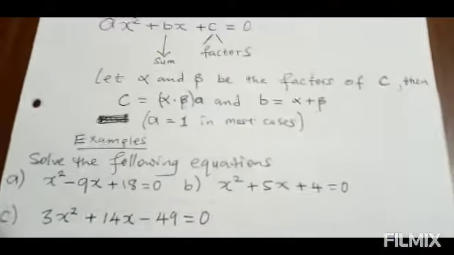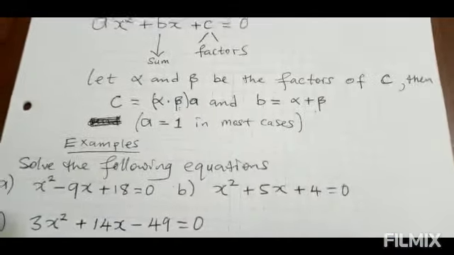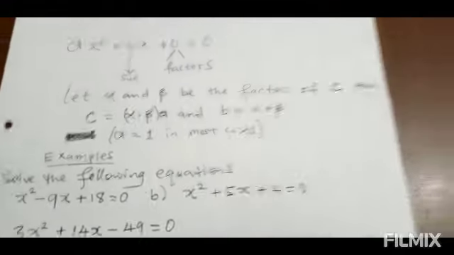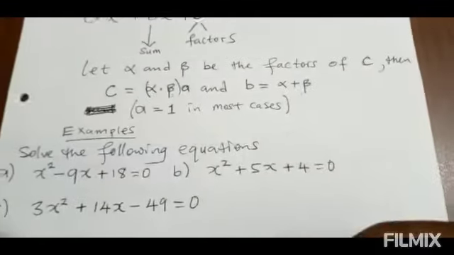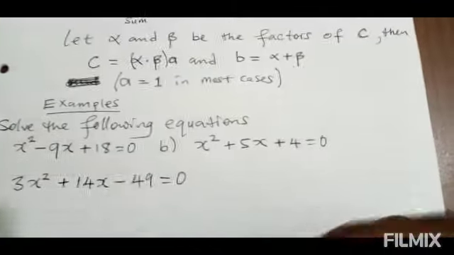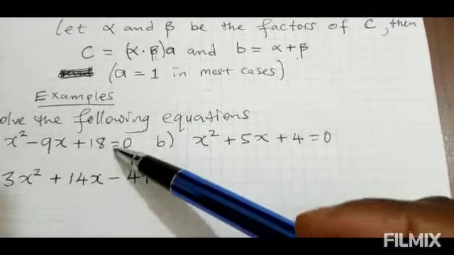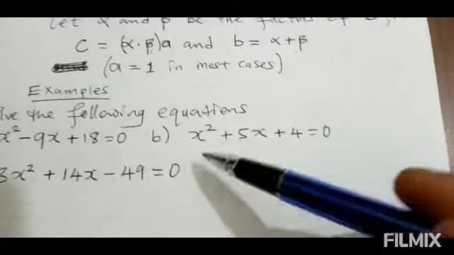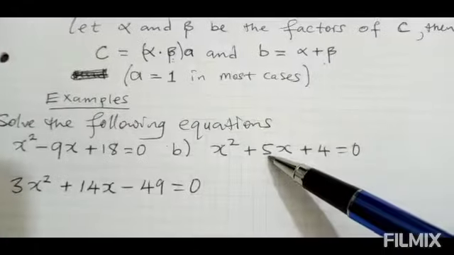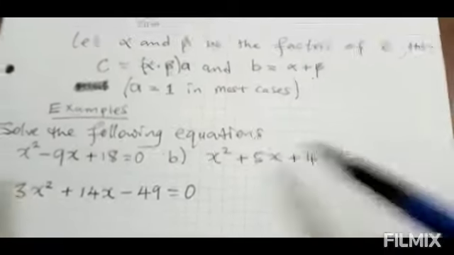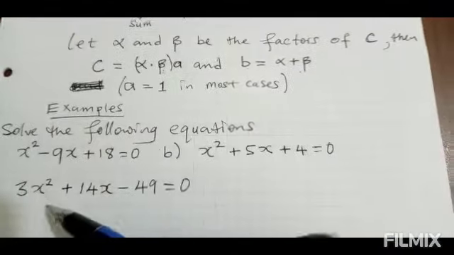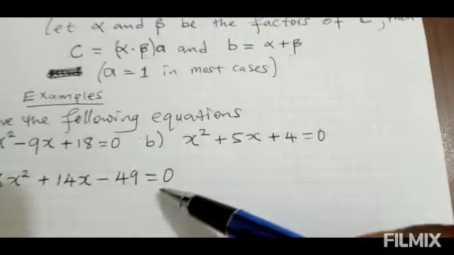So let's see that in examples. It will be more elaborate and easier. It will be simple. So A: x squared minus 9x plus 18 is equal to 0. B: x squared plus 5x plus 4 is equal to 0. C: 3x squared plus 14x minus 49 is equal to 0.